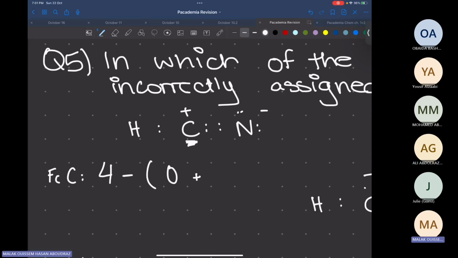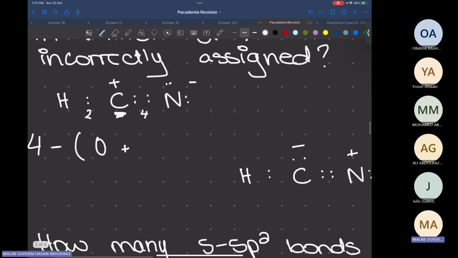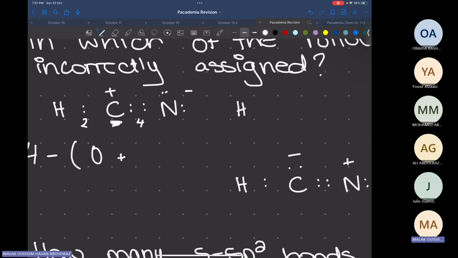No, it's how many electrons, not bonds. How many bonded electrons? I have 2 here, and then I have 4 here, right? Do you understand where I got it from? Each bond has 2 electrons.